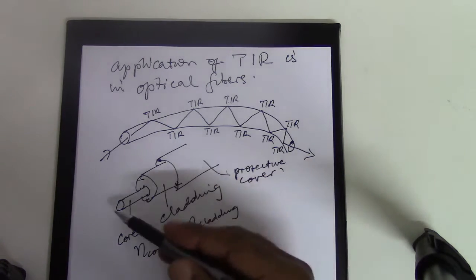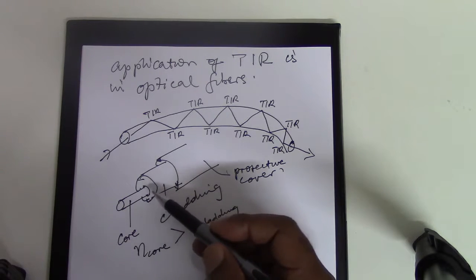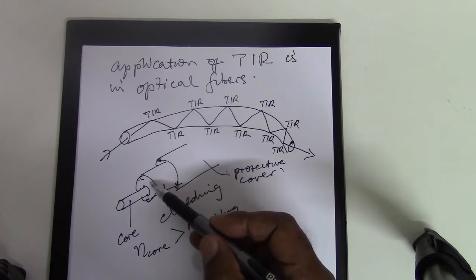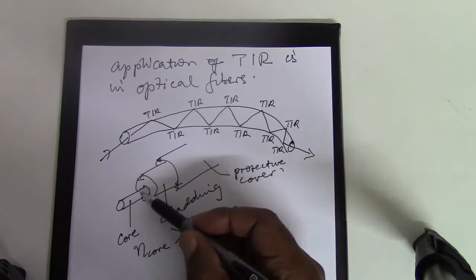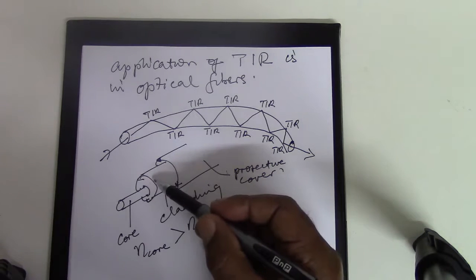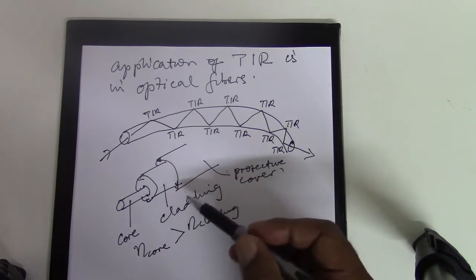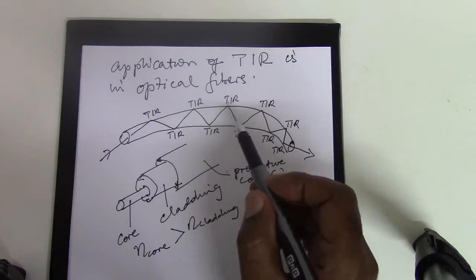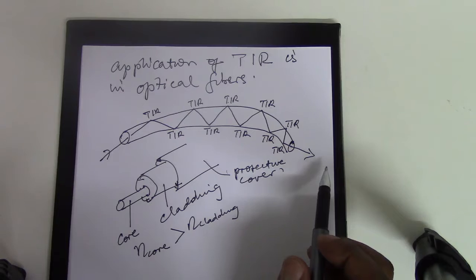So light is introduced in the core, and then at the interface between the core and the cladding, total internal reflection takes place. So it moves on like that. This is of higher optical density. This is of lower optical density. So eventually the light moves on until it comes to the other end.